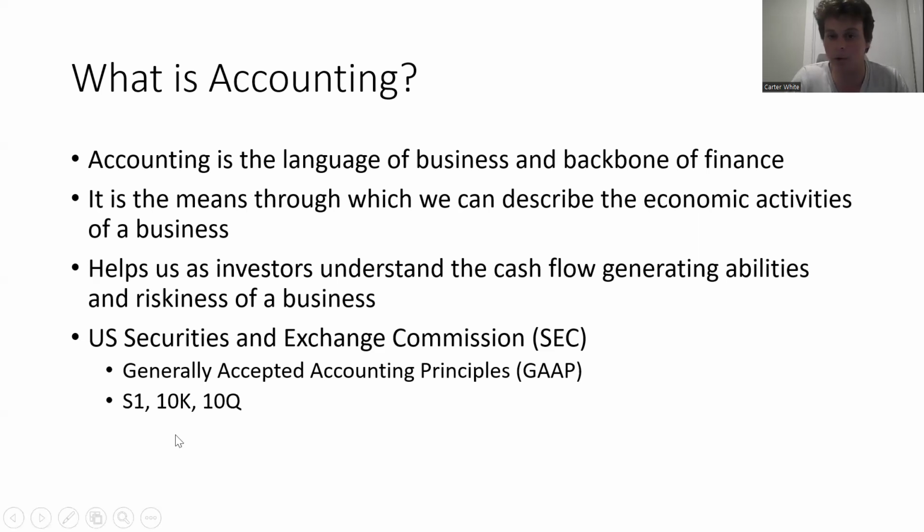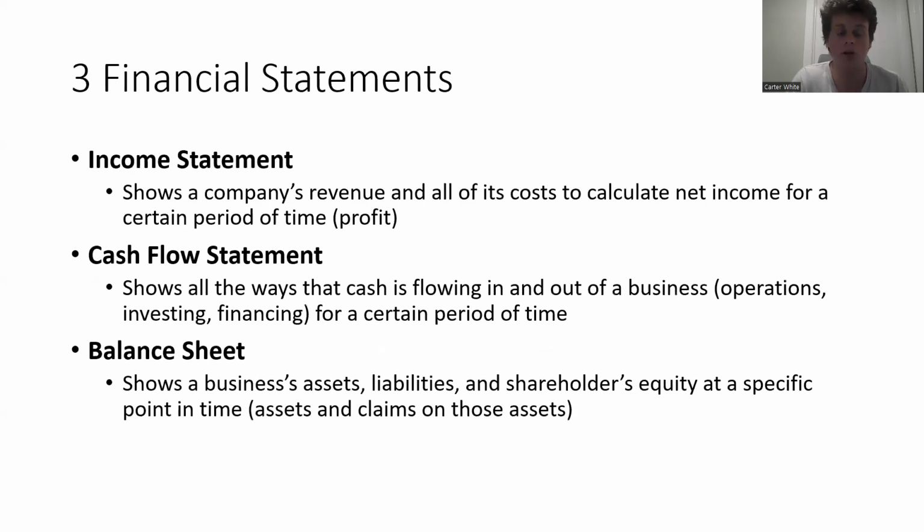It really is the backbone of finance because you really need to understand accounting to understand how a business is actually doing financially. There are three financial statements. There's the income statement. This, also called the profit and loss statement, just shows a company's revenue and all of its costs to calculate net income for a certain period of time. And net income is essentially, in layman's terms, profit, right? It's all of your revenue minus all of your expenses that equals your profit.